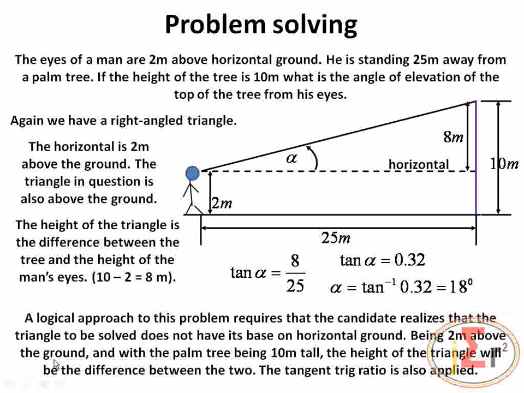A logical approach to this problem requires that the candidate realize that the triangle to be solved does not have its base on the horizontal ground. Being 2 meters above the ground, and with the palm tree being 10 meters tall, the height of the triangle will be the difference between the two. The tangent ratio is also applied.